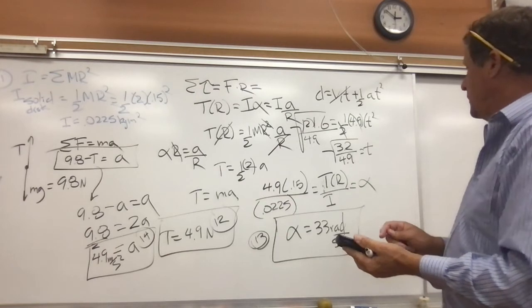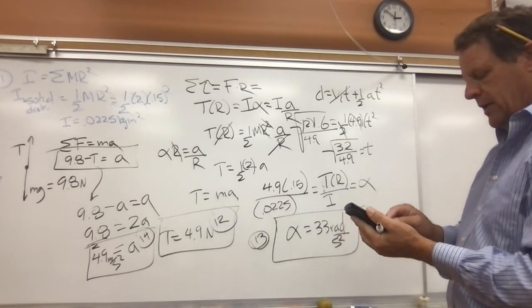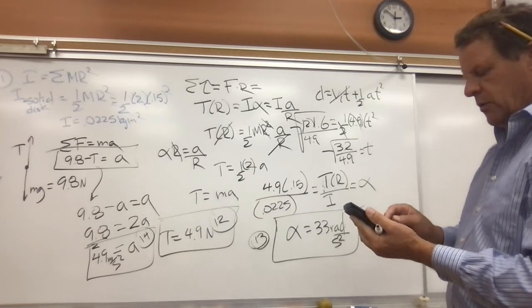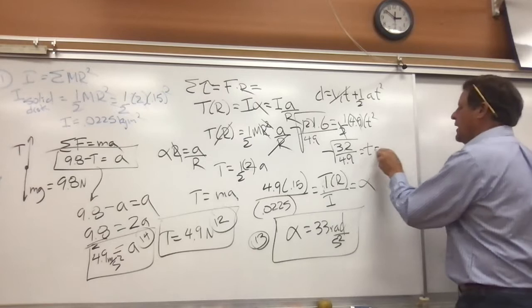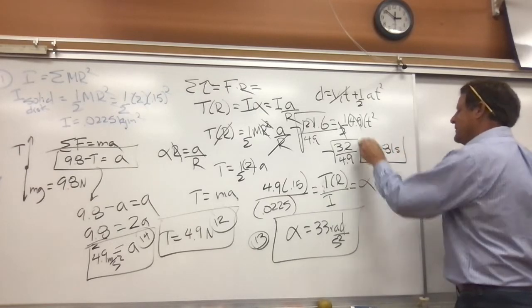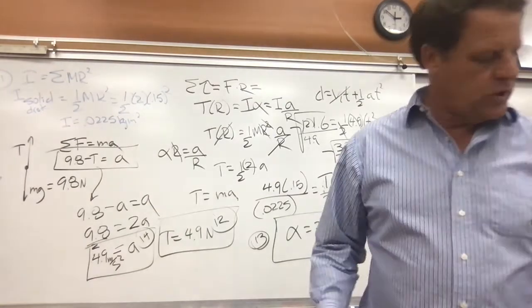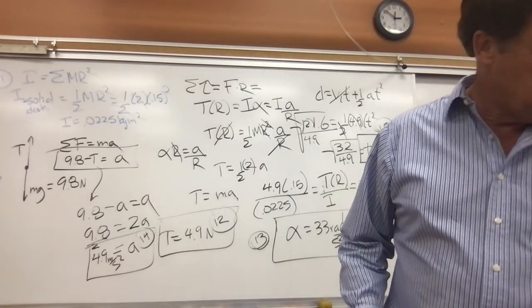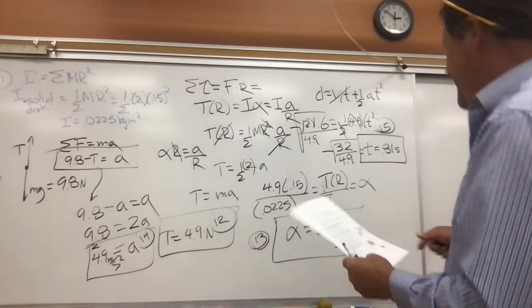Okay, so 3.2 divided by 4.9, square root, is 0.81 seconds. So our time is equal to 0.81 seconds. All right, and that is question number 15. Now, this next one probably should be on the next step.